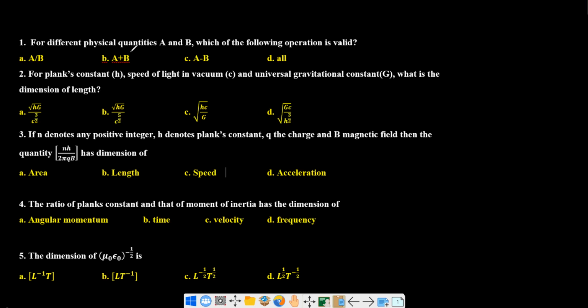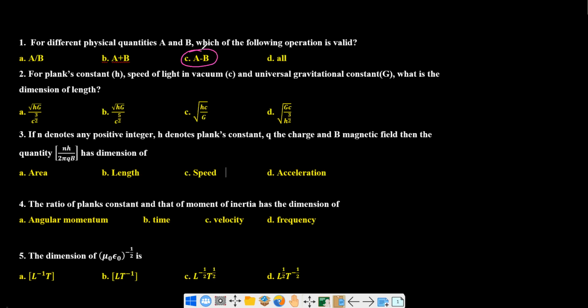So in here, this is the sum. You know very well, in case of sum, we can add two physical quantities if they are of the same unit or same dimension, like velocity can be summed with velocity, and velocity cannot be summed with acceleration. So this option is going to be ruled out. That's why sum is not possible. This operation is not possible.